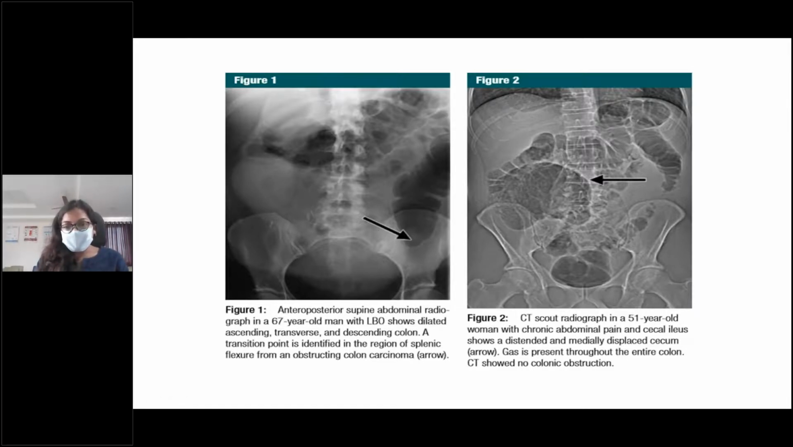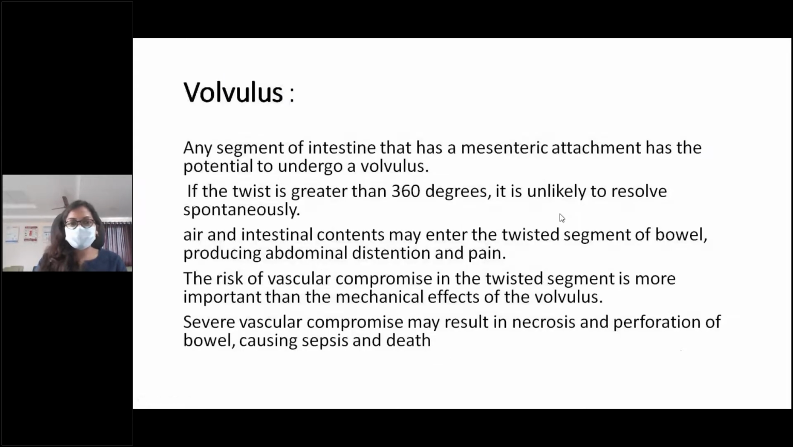And in the second image, it's a case of a 51-year-old woman with chronic abdominal pain and cecal ileus. It shows a distended and medially displaced cecum. Here, the cecum is displaced medially. Gas is present throughout the entire colon, the ascending colon, transverse colon, and the descending colon. And in the CT, it has no colonic obstruction.